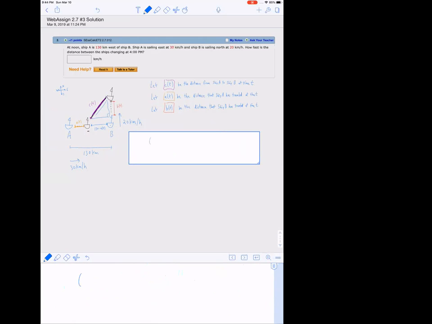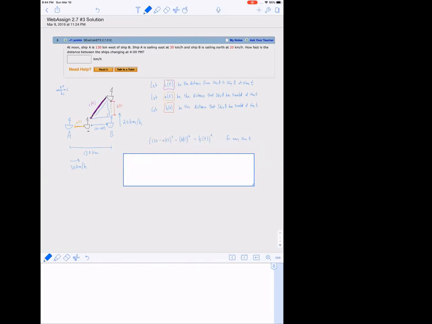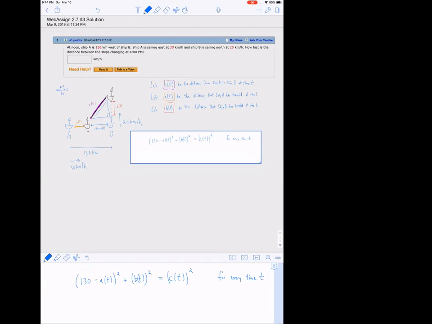We'll see that the quantity (130 minus A of t) squared plus B of t squared is supposed to equal C of t squared. And this should be true for every time t, including, of course, the time at 4 p.m. that we're interested in, but also at every time, which means that if we were to take the derivative of each side of this equation with respect to time, then we'd still have a true equation because this equation holds for all times t. So let's do exactly that.